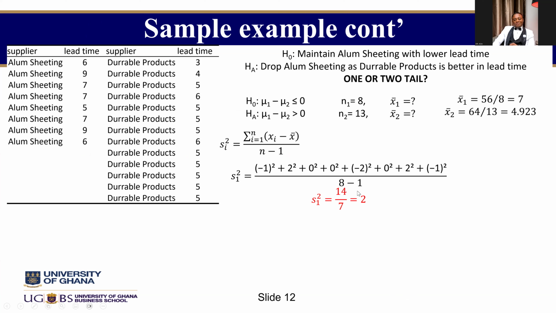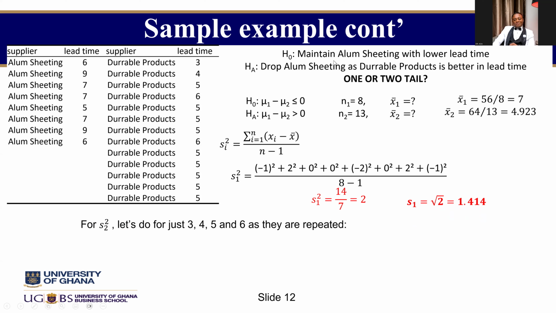Then you do the same thing for the durable product. In fact, you can take the standard deviation as well. The square root of 2, because this gives you the variance, will give you a standard deviation of 1.414. You do the same thing for the second one.